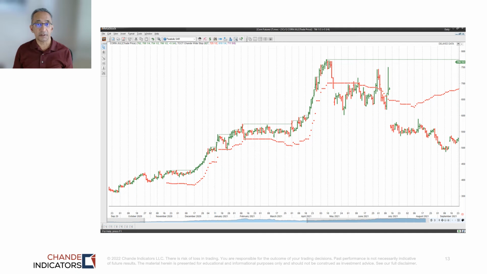This is an example of applying the volatility exit to the corn futures contract. You see that we had a strong move up here, and the volatility stop accelerated and gave us an exit within a few days of the absolute high of the move. So this is an example of how the accelerating exit can adapt to the volatility of virtually any market you want to trade.